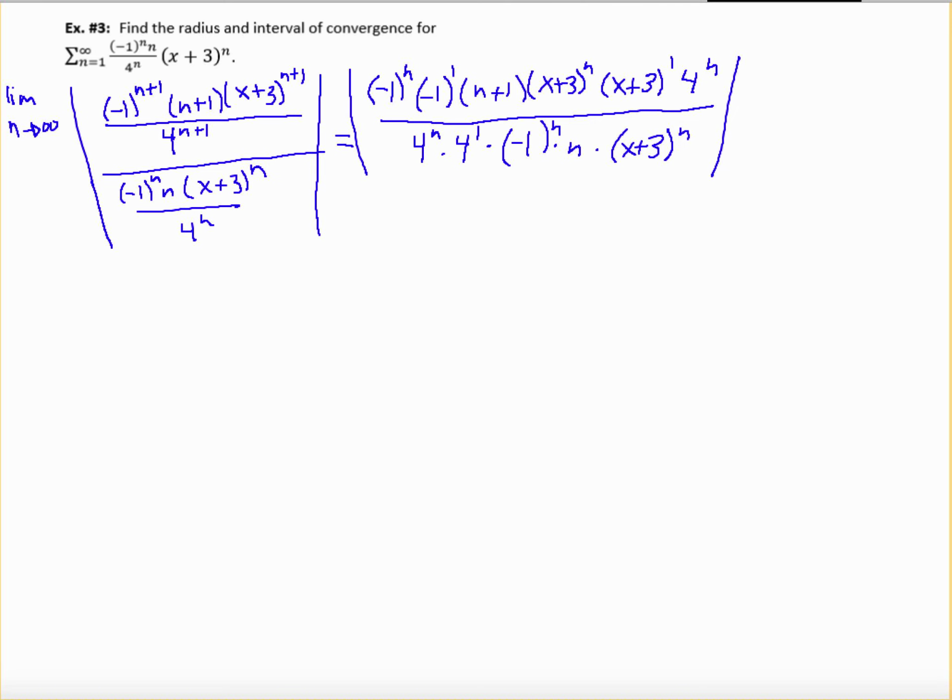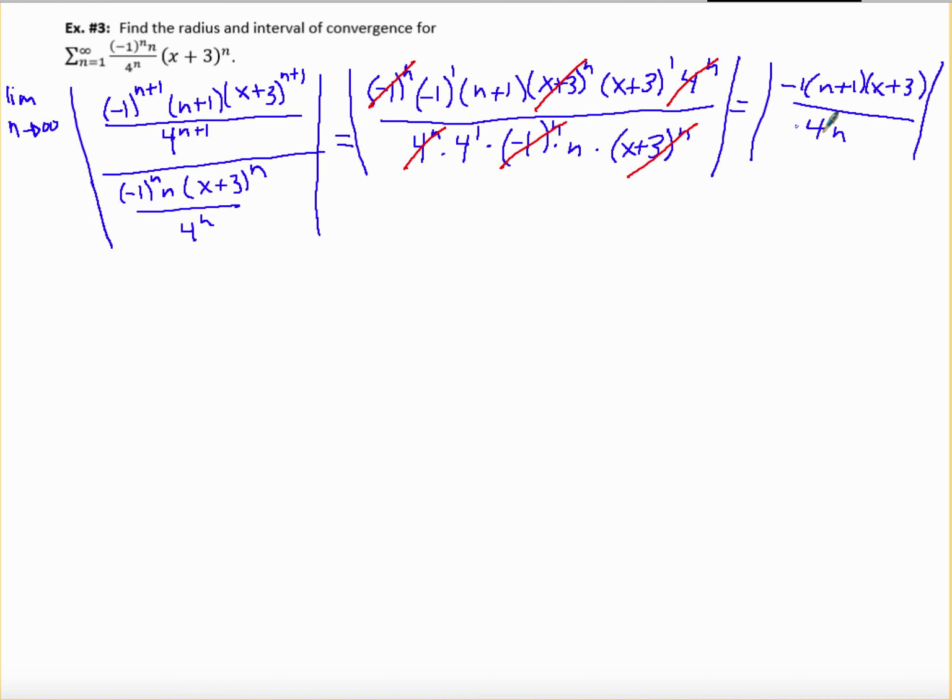Goodness me. All right. So my negative 1 to the n's reduced to 1. I've got that 4 to the n. That is also going to reduce. I've got x plus 3 to the n power. Some more reducing there. I think I can rewrite this now. Let's see what I got. I've got the absolute value of negative 1 times n plus 1 times x plus 3. That's not too terrible. All divided by 4 times n.